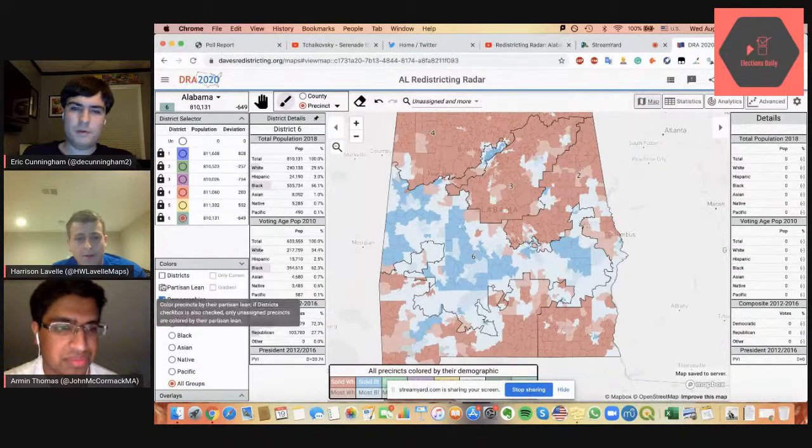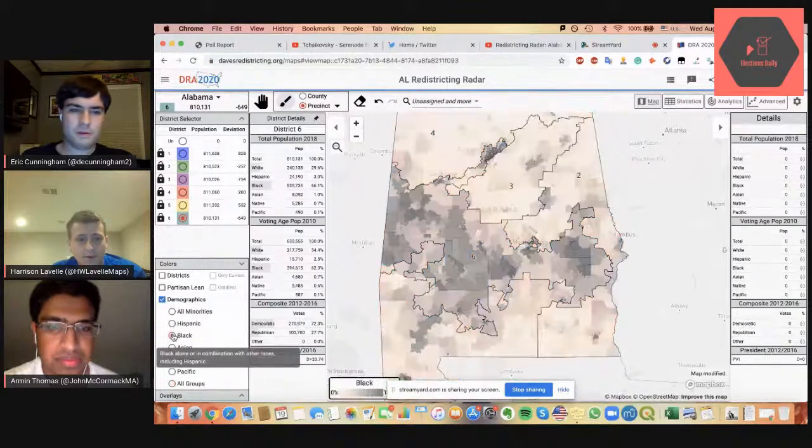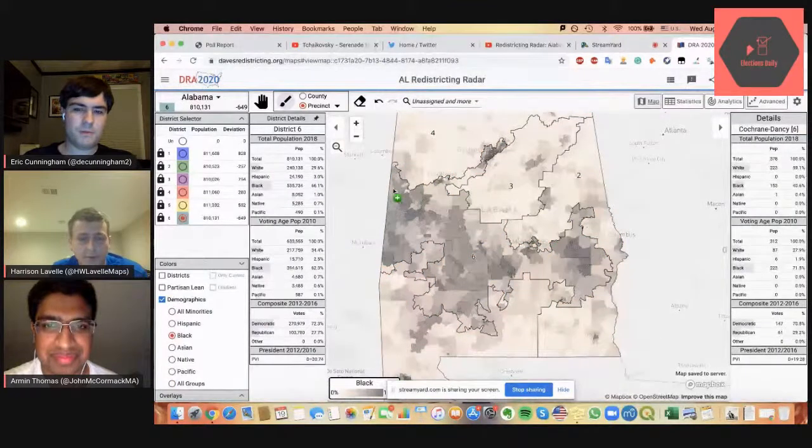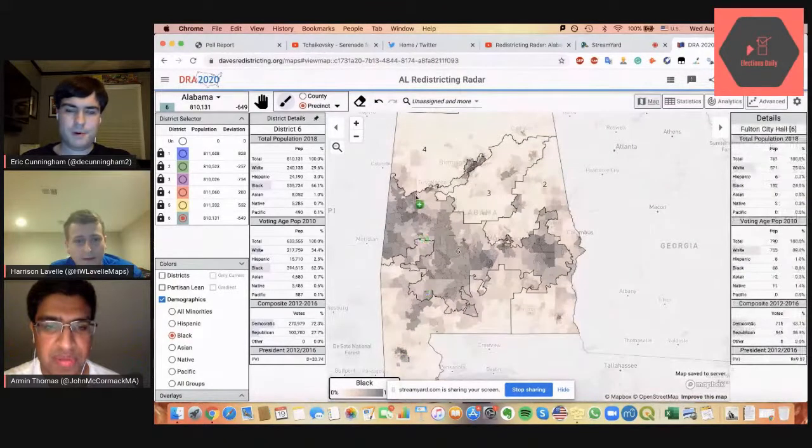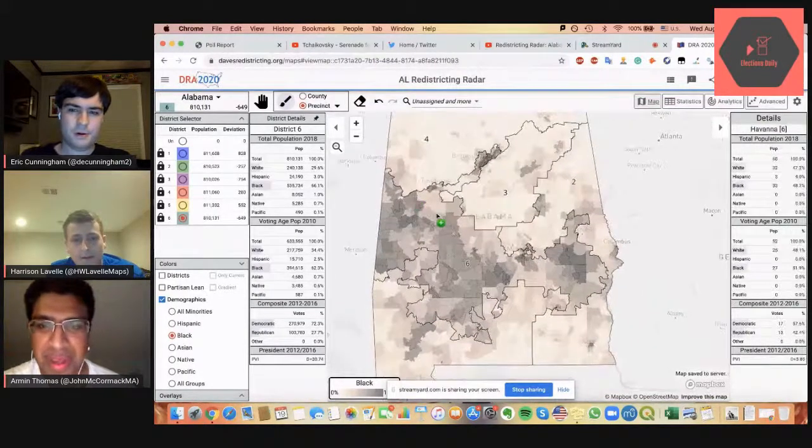Wait, can you click on the black in the demographics tab, just to show where? Yeah. And then it shows specifically where the black voters are. I didn't want to go further down into Mobile because I thought it just looks dumb to do that.